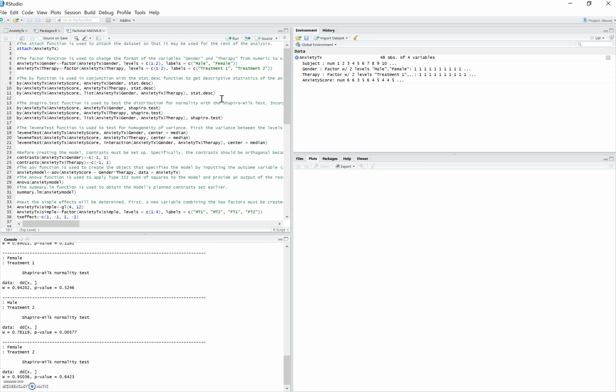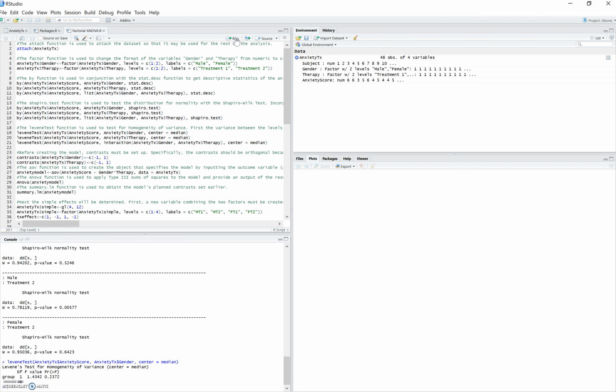And I'm going to go ahead and push forward and do the Levene test as well to check for homogeneity of variance. It's set up the same way as I did the Shapiro test, except it uses the Levene test function. I'm looking at the distributions broken down by gender, then by therapy, then using the interaction function embedded within the Levene test function, looking at the interaction between the two.